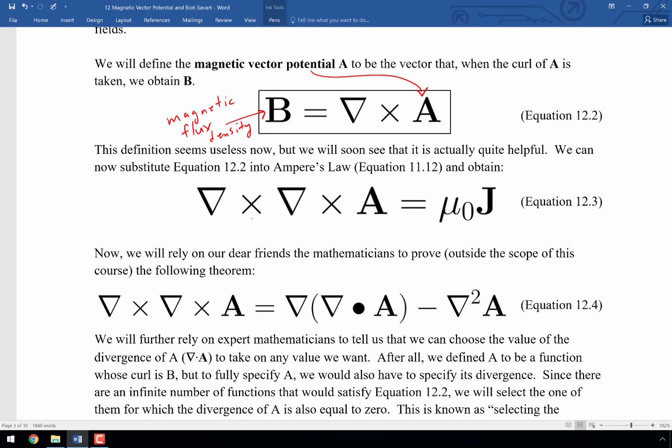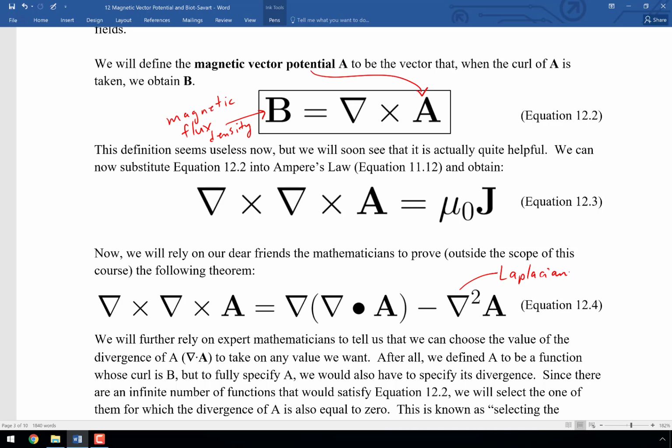And mathematicians have proven equation 12.4, which is that the curl of the curl of a vector field is equal to the gradient of the divergence of that vector field minus the Laplacian of that vector field. Now you might remember that we briefly introduced this Laplacian operator, and it's not one of the big three. The big three are the gradient, the divergence, and the curl. But the Laplacian, it's a substitute. It's a junior varsity member of the team. And Chapter 12 is where the Laplacian really gets to shine.